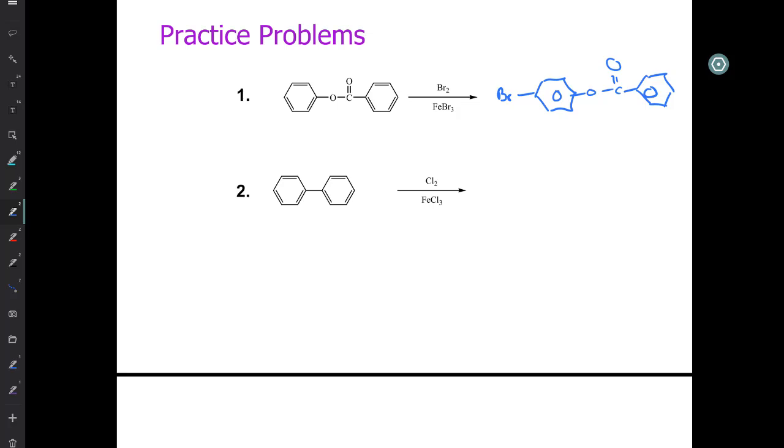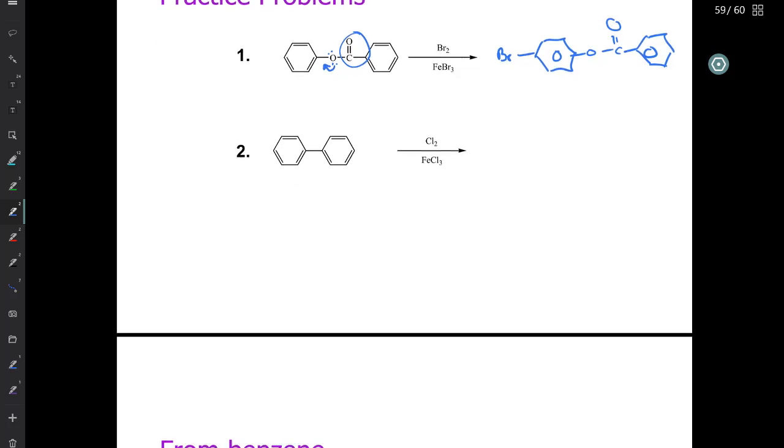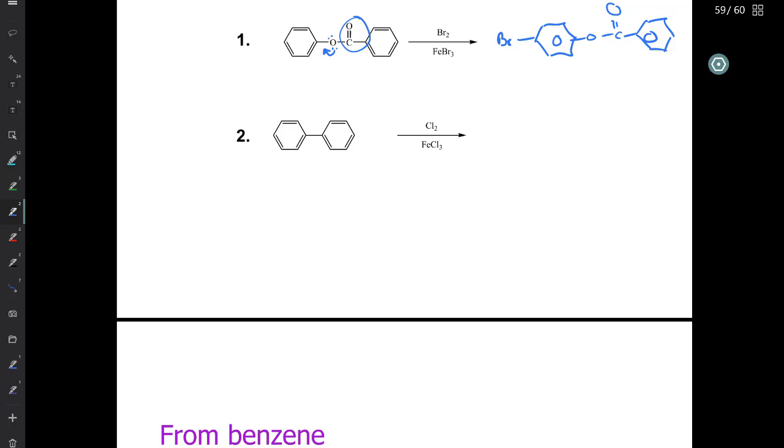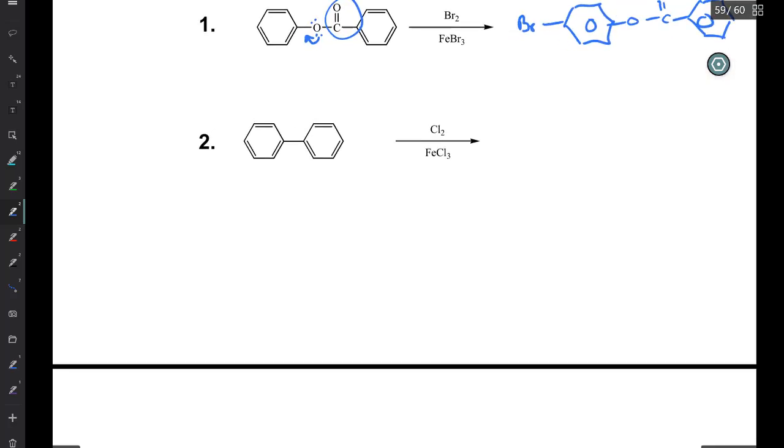So here's the answer to the first one, and the reason I put it on the ring to the left is because this oxygen has lone pairs to it. It's electron donating to the ring to the left. This is withdrawing electrons, and so it deactivates the ring on the right. So the left ring is activated, the right ring is deactivated. It's an ortho-para director when connected in the fashion with the oxygen to the ring, and so the bromine ends up being para to the oxygen. So go ahead and pause again and give this one a shot.